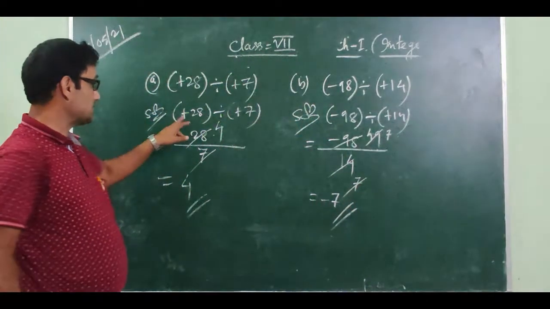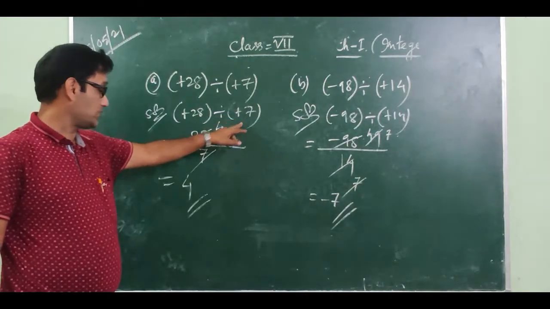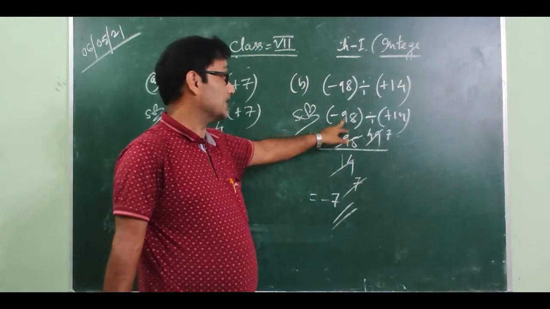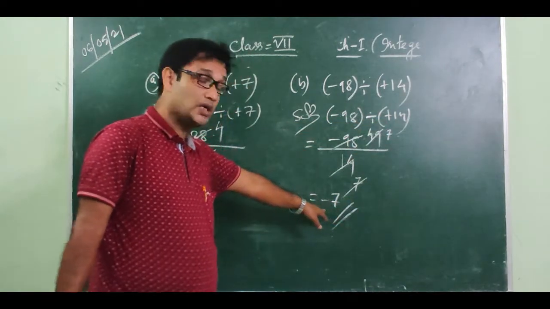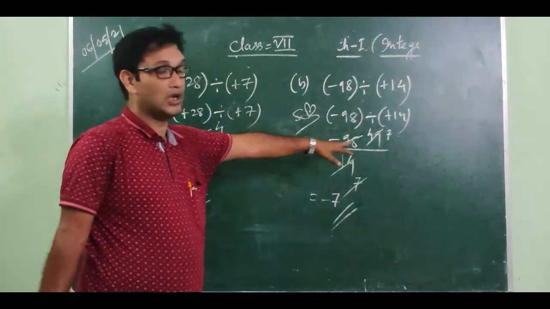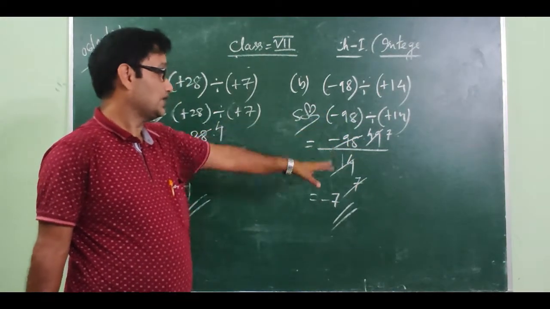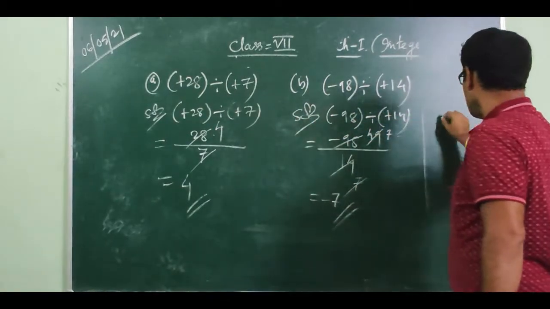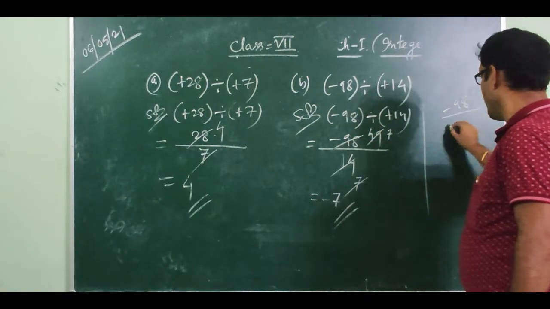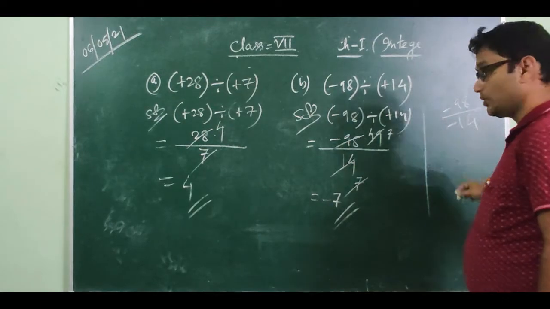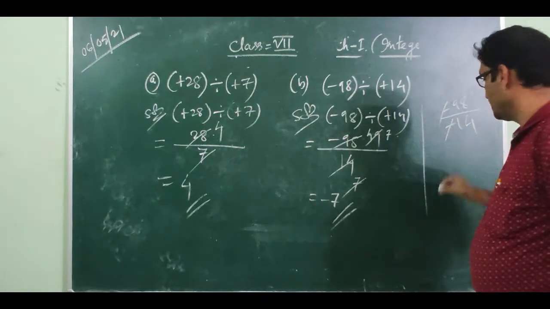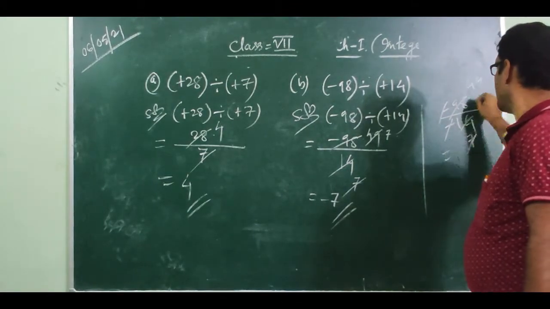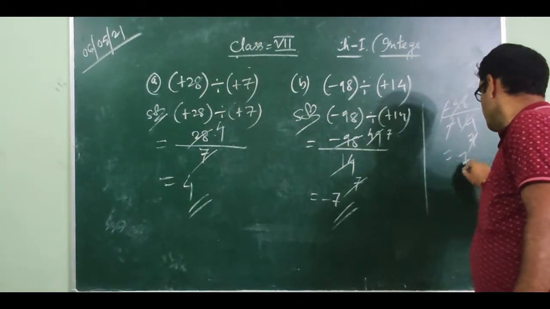You see the difference. If both the integers are positive, your answer is positive. But if one integer is negative and the other is positive, your answer is negative. But if both the numbers are negative, for example, if it is given like this, minus 98 divided by minus 14, then in that case, what will we do? Minus minus first will cancel. That means by 2 we cut 49, by 2 we cut 7, and 49 by 7 is 7. That means your answer is positive.